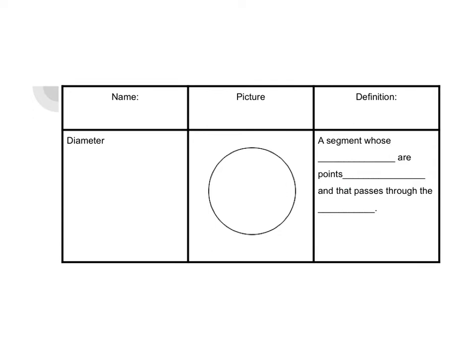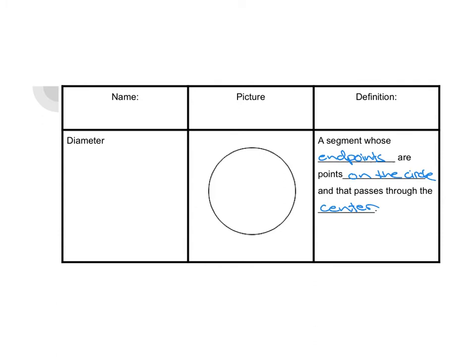Our next term is diameter. For our definition, we have a segment whose endpoints are points on the circle and that pass through the center of the circle.